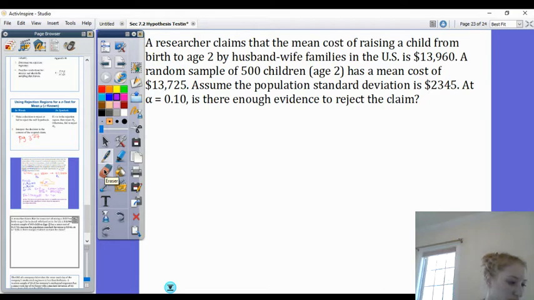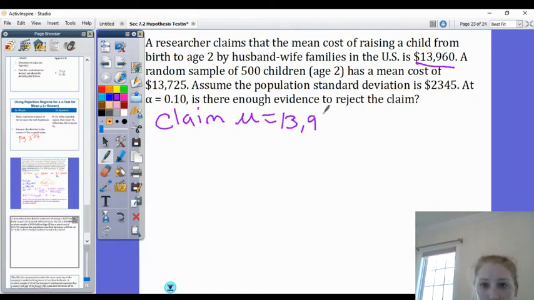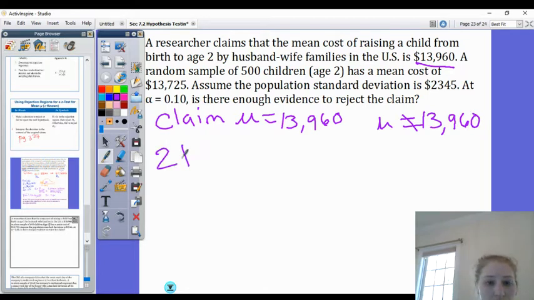So we have a researcher claiming that the mean cost of raising a child from birth to age 2 is $13,960. All right, so the claim is mu equals 13,960. The opposite of that is going to be not equal. Since this is an equal, I know that this is going to be a two-tailed test.